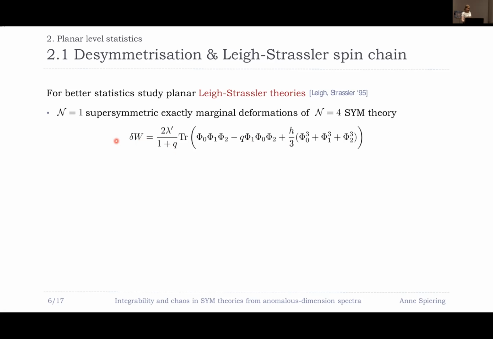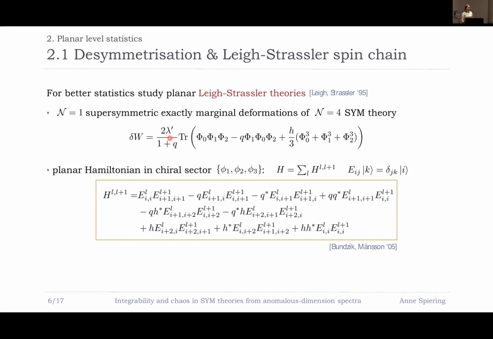And then people went ahead, and in the planar limit, the Hamiltonian that you can find in the chiral sector spanned by the three scalars phi1, phi2, and phi3 is this object, which is a bit long, but it's again a nearest neighbor Hamiltonian. So the superscripts denote the site the operators act on. The subscripts denote the flavor action. And so, for example, this contains E_{1,1}, and this is just the operator that maps a phi1 to another phi1. And in this term, there's an E_{2,1}, so this is the operator that maps a phi1 to a phi2.